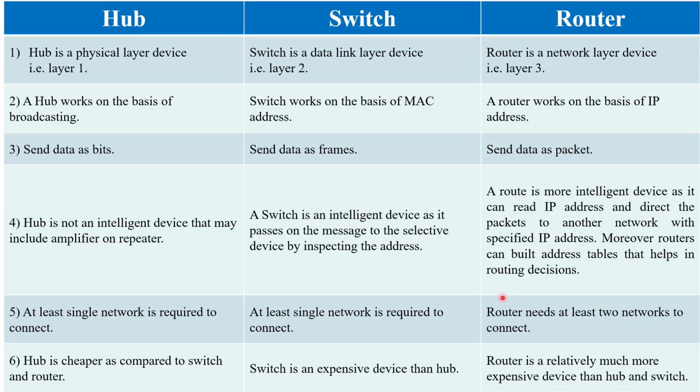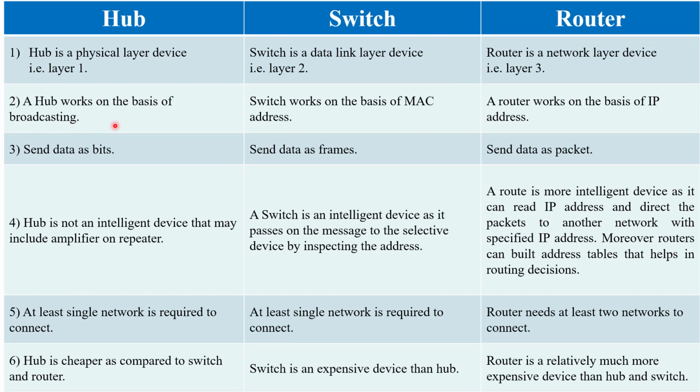Now, if anybody asks to differentiate between hub, switch and router, so here is the difference between these three devices. First, hub is a physical layer device. It works on the first layer of the OSI model. Switch is a data link layer device. It works on the second layer of the OSI model. Router is a network layer device. It works on the third layer of the OSI model.